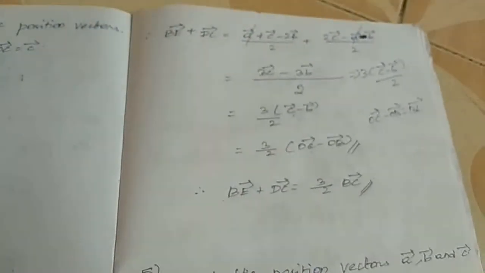Thank you students. Now question number 5. Prove that the line segment joining the midpoints of two sides of a triangle is parallel to the third side, whose length is half of the length of the third side. Now solution. Take the triangle ABC, where D is the midpoint of AB and E is the midpoint of AC.